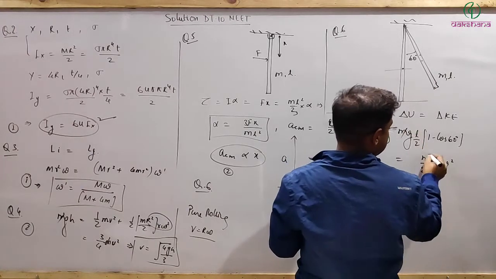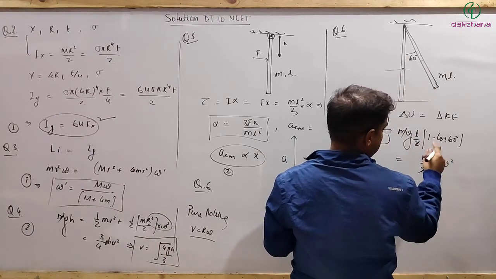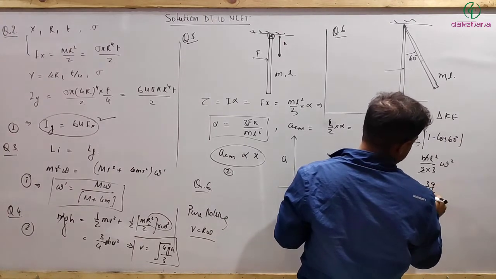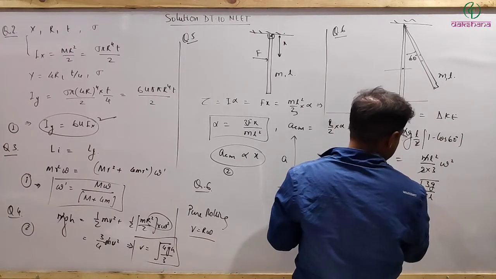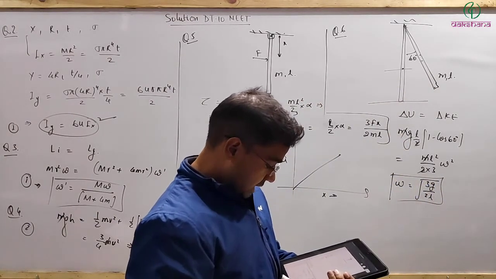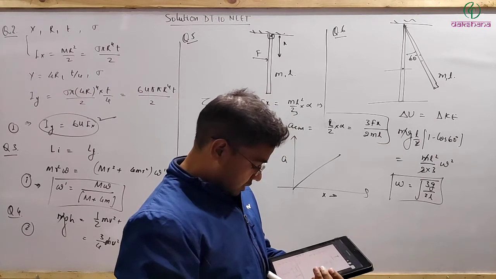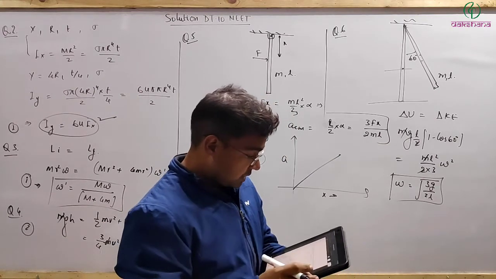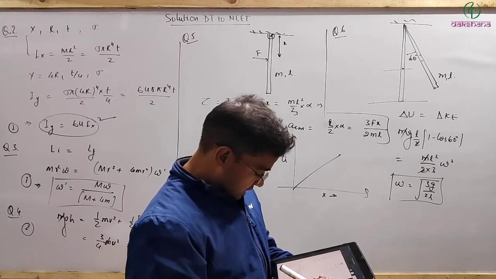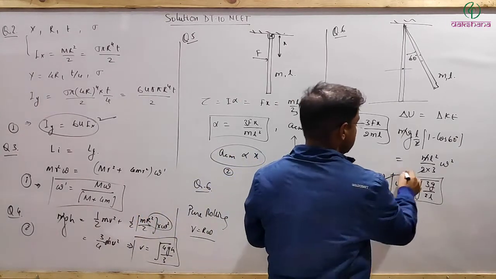So simplifying it, this 2 gets cancelled, and omega is coming out to be 3g by 2l. This will be the answer to the problem, which is actually not matching with any of the options here, but the given answer here is 3, which is 3g by, so I think some 2 is missing here. The answer should be this one.